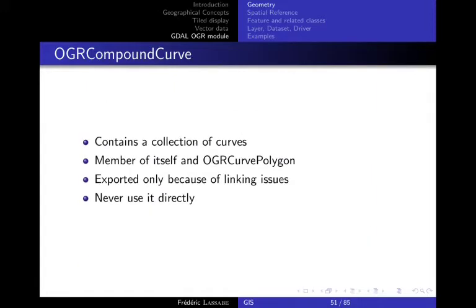The compound curve, it contains a collection of curves. It's a member of itself and the OGR curve polygon, and it is exported only because of linking issues in the API. So you have to never use it directly. It's part of the inner mechanisms of OGR.